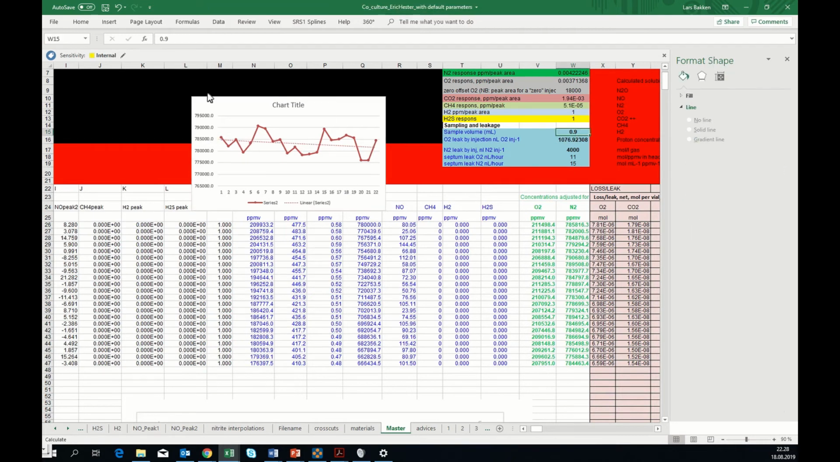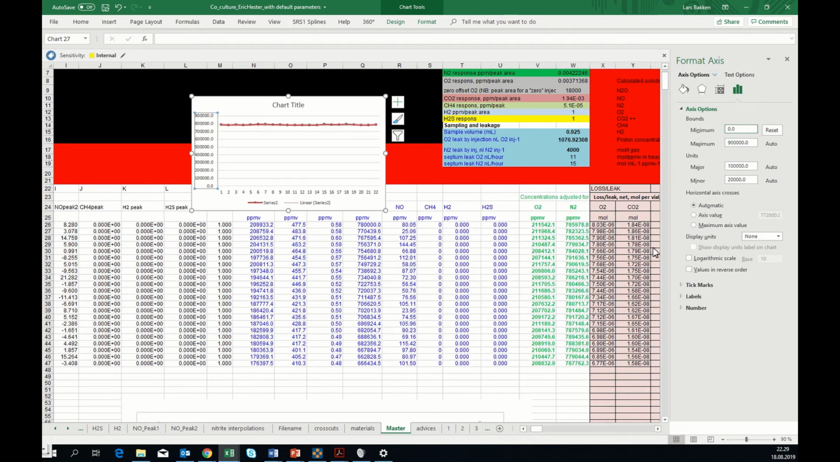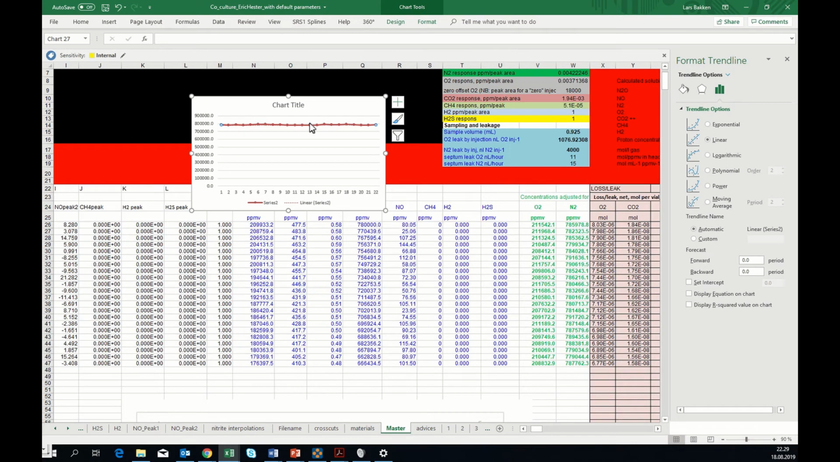So if I now say that my sampling volume is 0.92, I've almost stabilized it. And then if I have now 0.9325 or 0.95, it's practically stable. And of course, if we format the axis here and you see, put 0 here, you see that you have a completely stable level.